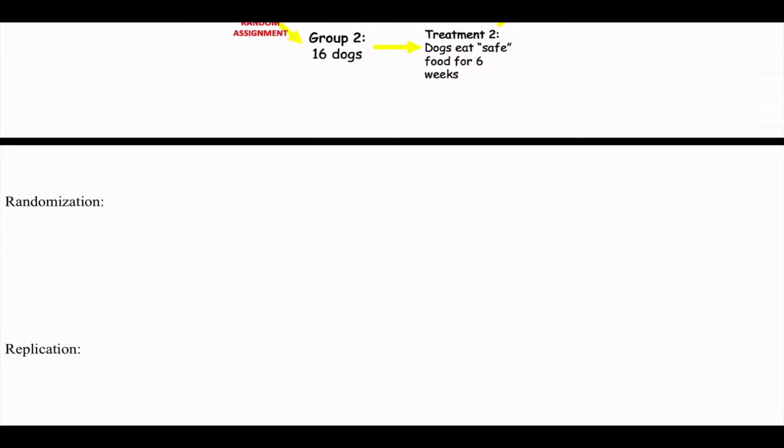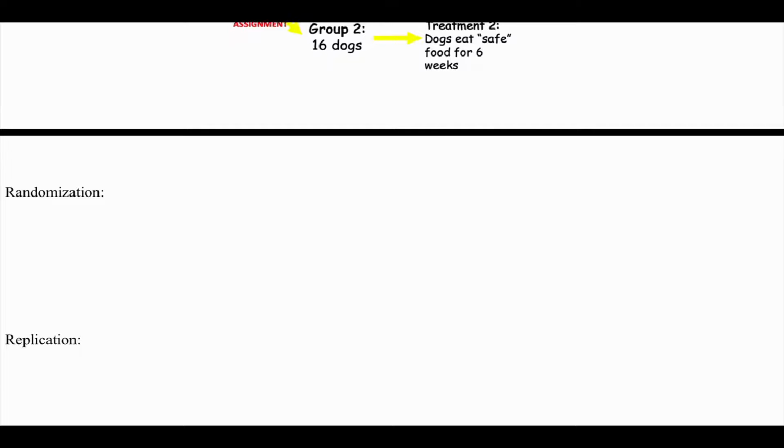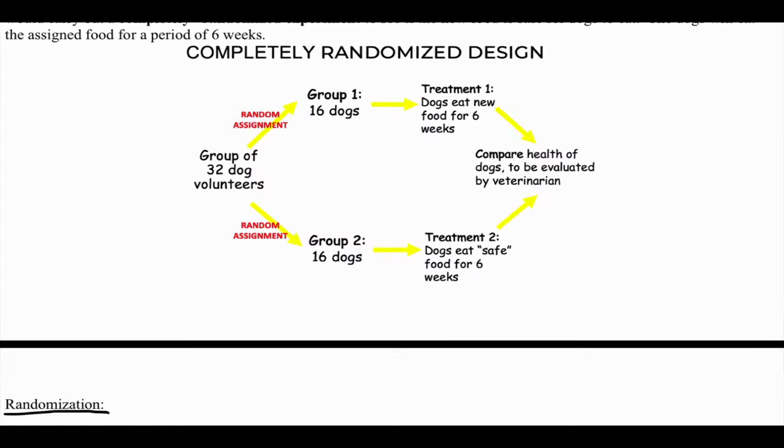Okay. So now what we're going to do is we're going to explain. We're going to do a write-up for how they did randomization. Where and how did they do randomization? That's the first thing. Not what kind of randomization. Where did they do randomization and how did they do randomization? So the first one is the easy one. Where did they do randomization?